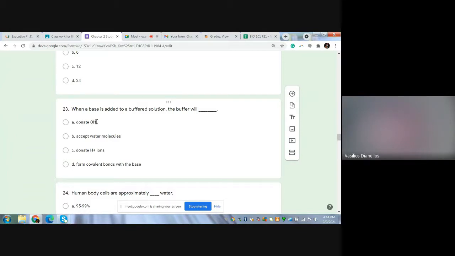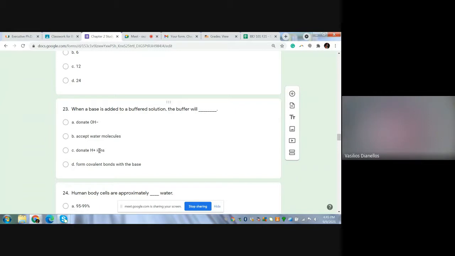So A is not the answer. It's not going to accept water molecules. One might say that it makes water molecules, but we never really talked about that in lecture, so you can ignore that one. Here we go. Here's the opposite of a base, donating H plus ions, which is basically making it more acidic. You put in a base, you make it basic. The buffer adds H plus ions, and it makes it acidic. So it does the opposite. So again, the answer to 23 is C.